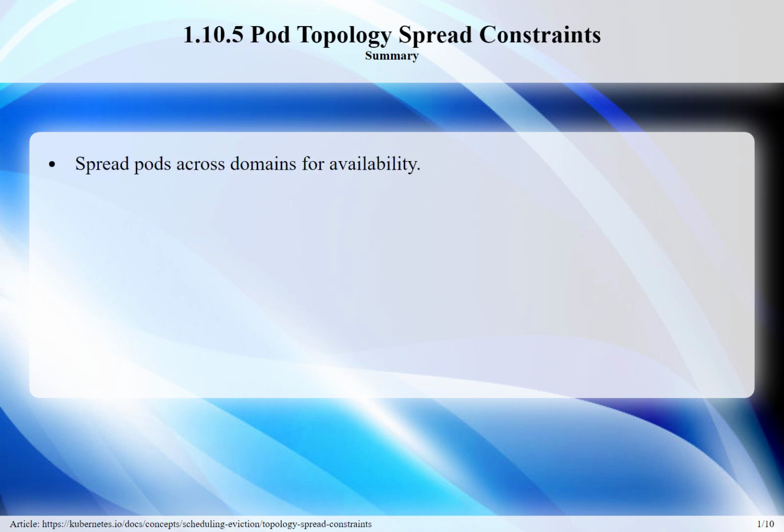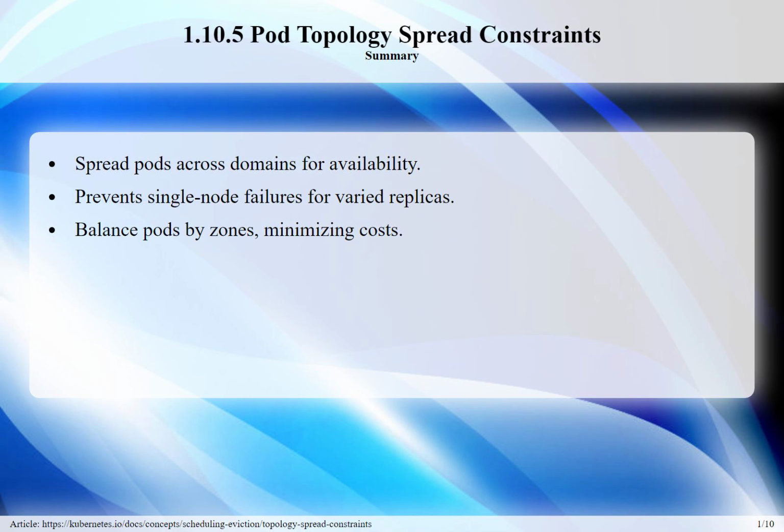Pod topology spread constraints ensure pods are distributed across different cluster domains like regions and nodes for enhanced availability and resource use. These constraints allow default settings for entire clusters or individual workloads, crucial for workloads with varying replicas to prevent single-node failures. Advanced features help reduce latency and network costs by efficient replica distribution across zones, ensuring balanced pods even with constraints.